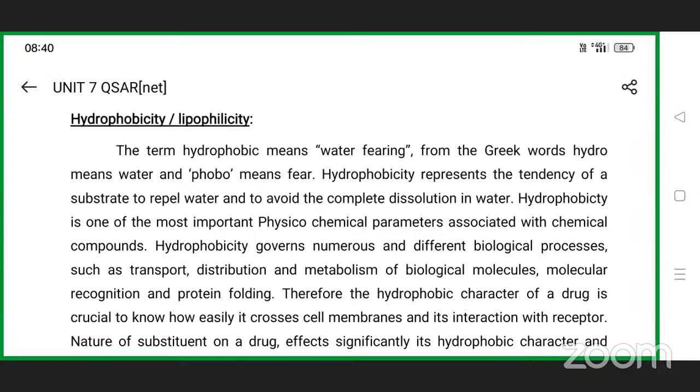So hydro means water here, and phobic means fear. So water fearing, or we can say water hating, is the hydrophobic nature here, or we call it lipophilicity. Hydrophobicity or lipophilicity. If any compound is hydrophobic, then it is lipophilic. Lipophilic means lipid loving or lipid attracting.